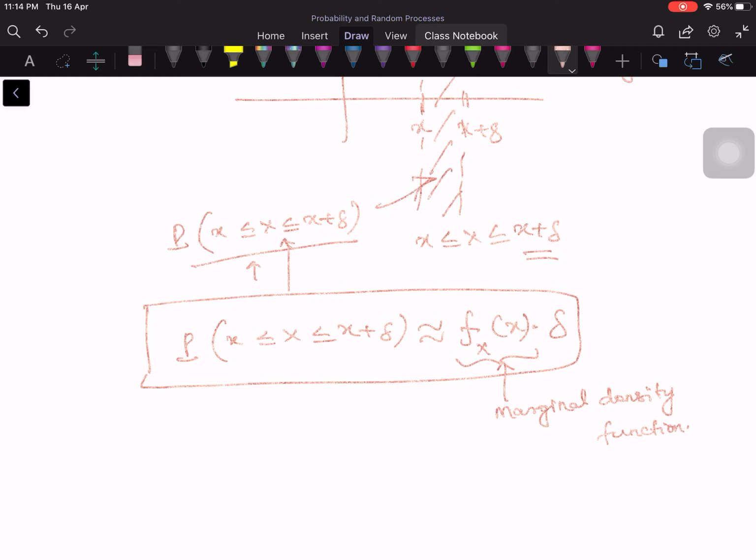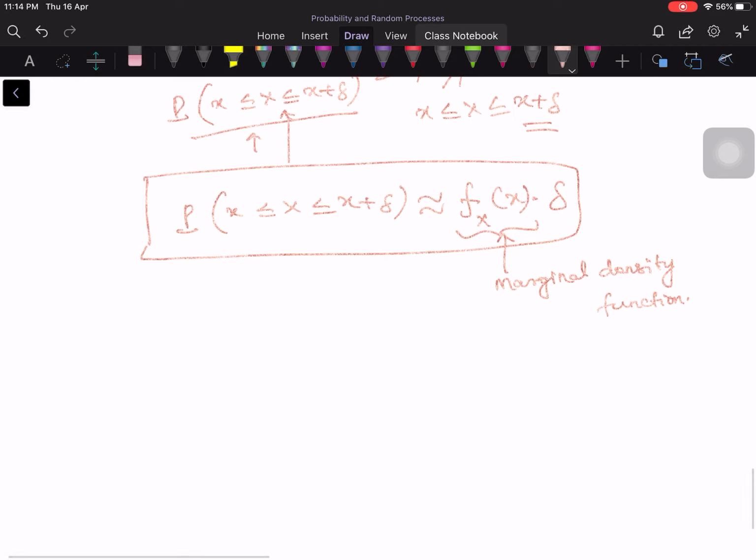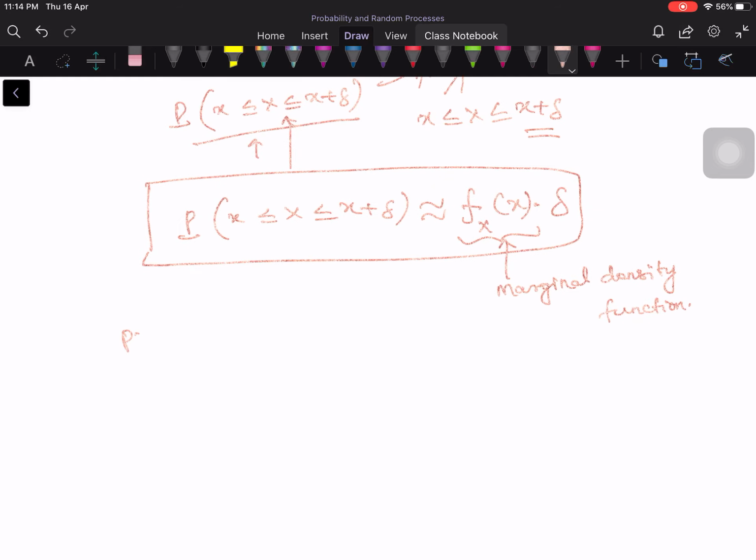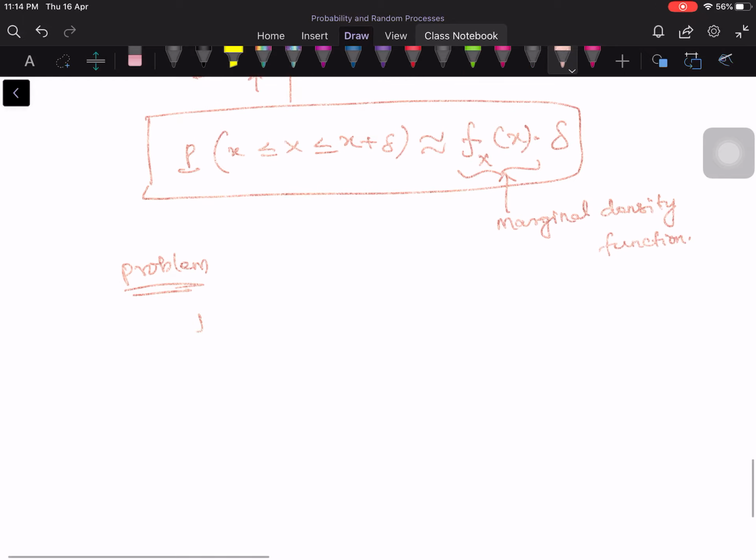And now we want to find the formula for this marginal density function in terms of the joint density function. Our problem is we need to know how to move from the joint density function to the marginal density function. That we will see how we can move.